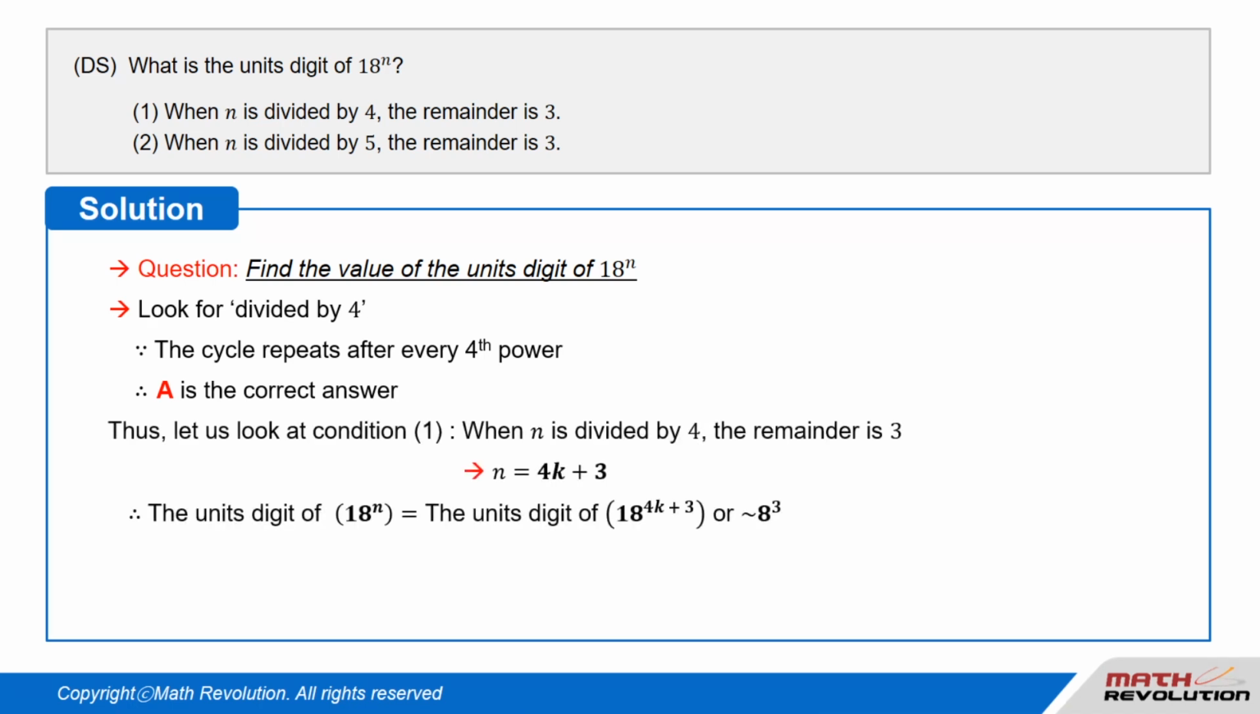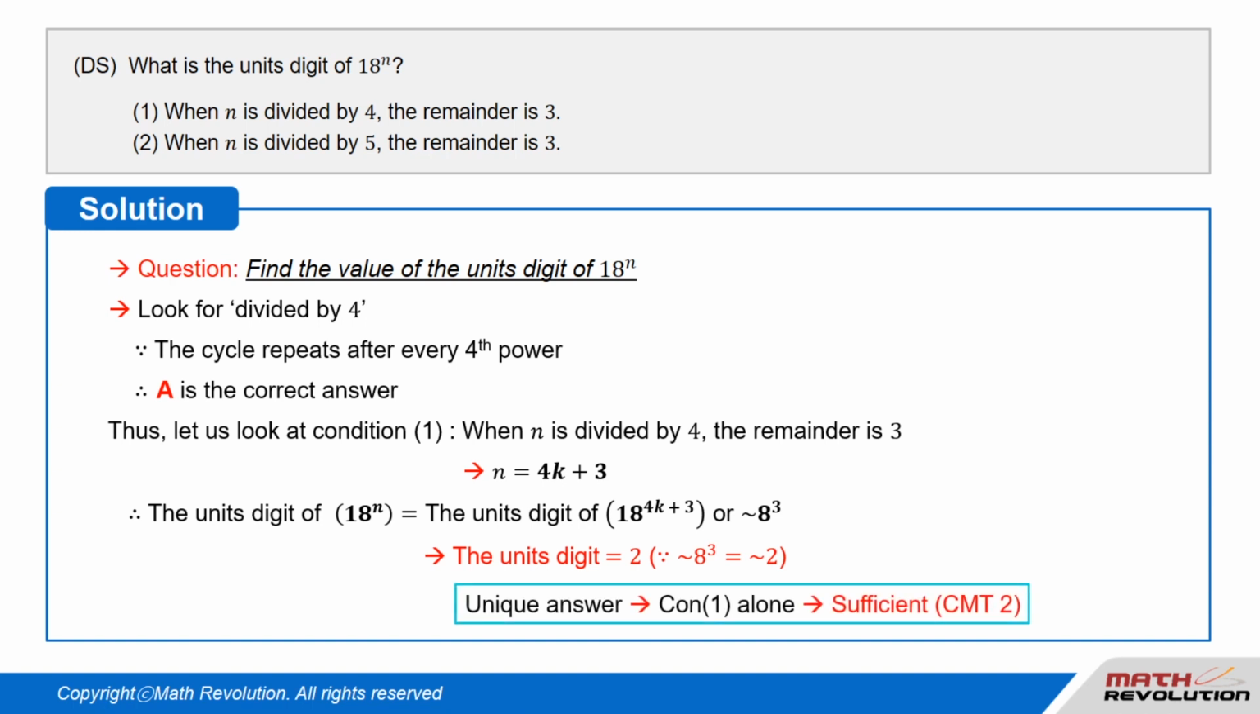Thus, let us look at condition 1, which tells us that when n is divided by 4, the remainder is 3. Thus, n equals 4 times k plus 3, and therefore, the units digit of 18 to the power of n will be the same as the units digit of 18 to the whole power of 4 times k plus 3, or 8 to the power of 3. Hence, the units digit will be 2, as 8 to the power of 3 equals 2. Since this condition has a unique answer of 2, this condition is sufficient by GMAT, which states that the number of answers must be 1. Divided by 4 is the important part here.